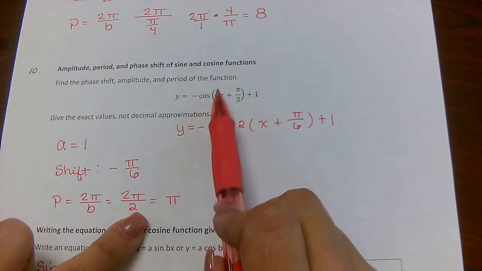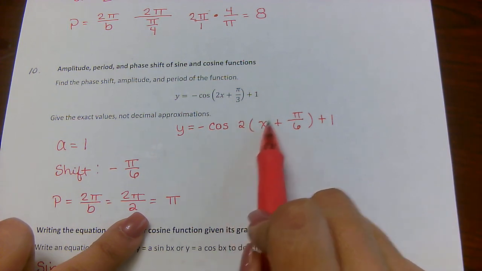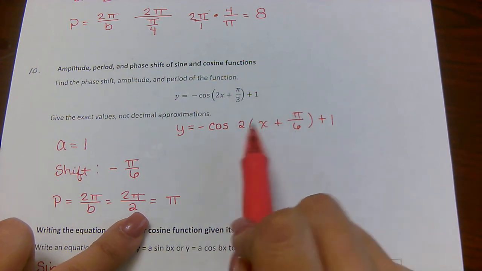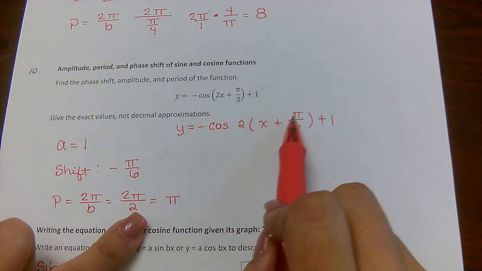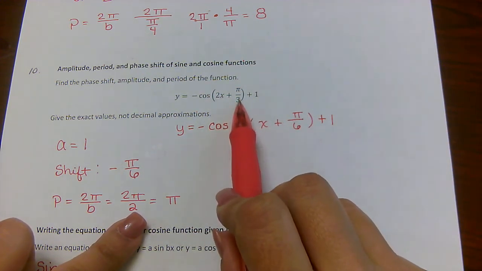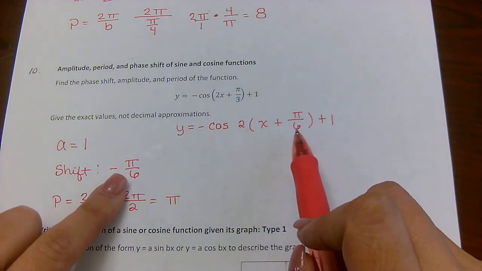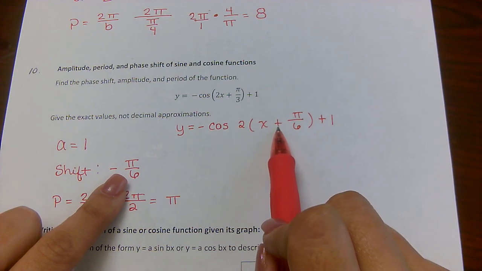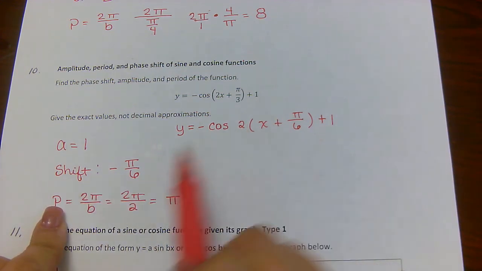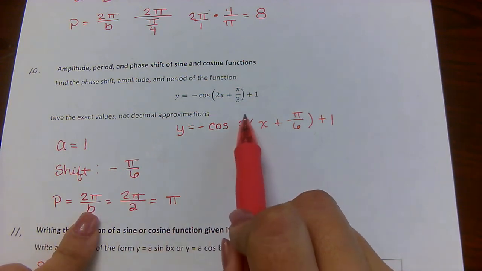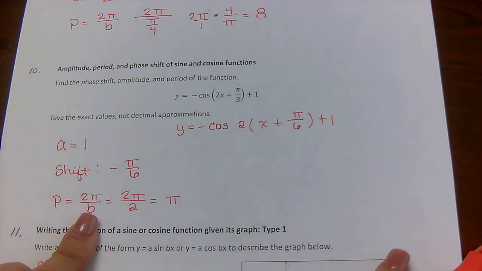Okay, and then to find the shift in the period, we need to go ahead and factor this 2 out. When I factor the 2 out, I get 2 parentheses x plus pi over 6. If I factor this back in, I get 2x, which is there, and then 2 pi over 6, which reduces to pi over 3. Okay, this is going to be our phase shift. Don't forget to include the negative. It's always the opposite sign of whatever you have here. And then the period is going to be 2 pi over b, and b is going to be the number right next to that x. So in this case, it's going to just be pi.